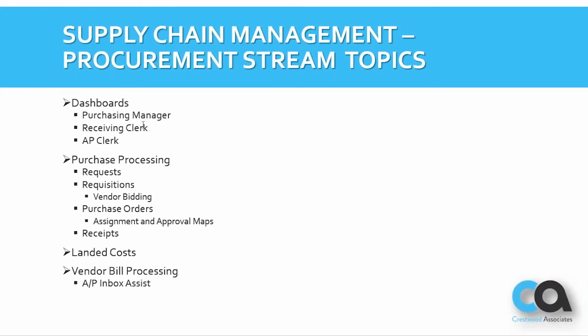So topics, we're going to go through our dashboards. We're going to look at a few dashboards and a few intricacies of those that are listed here. Purchase processing. So there are a number of transactions: requests, requisitions, purchase orders, receipts. We're going to go through from beginning to end how to, say, create an initial purchase request all the way to receiving the product in the door, and go through some of the functions available along the way.